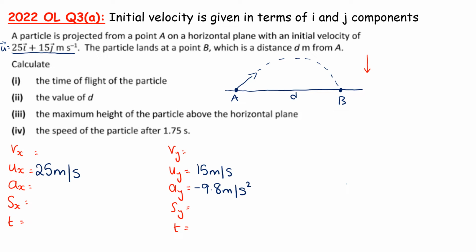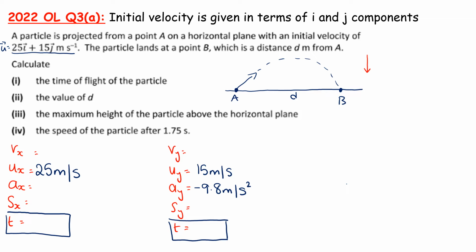So the next thing they're asking us to do is calculate the time of flight. So the time of flight is going to be this t here, or it could be this t here. Doesn't matter, it's going to be the same t. But the time of flight is when it lands at B. So we need to think, well, what do we know happens when it lands at B?